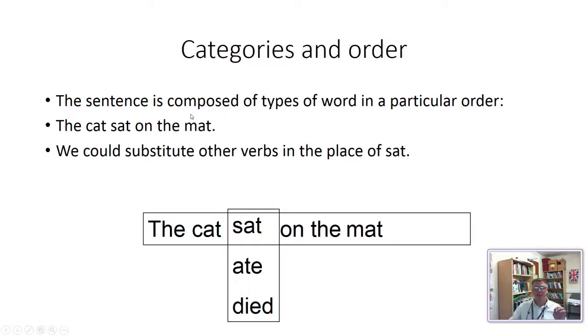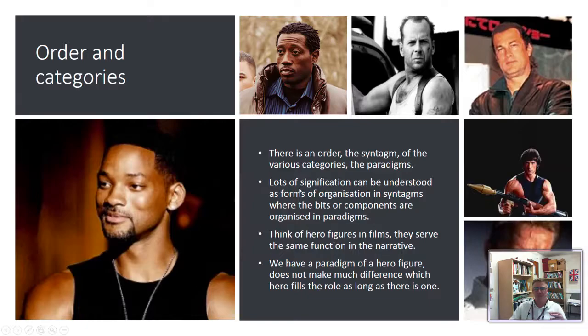So the sentence is composed of types of word in a particular order. The cat sat on the mat. We could substitute other verbs in place of sat. So we could have the cat sat on the mat, the cat died on the mat, the cat ate on the mat. So it doesn't matter what verb we have there so much, as long as it fits into this category. So there's difference between these verbs, but they exist in a specific order.